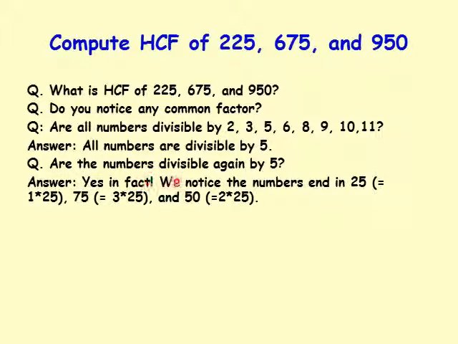Answer: yes. In fact, we noticed that the numbers end in 25, which is 1 times 25, 75, which is right here, which is equal to 3 times 25, and 50, this number here, which is equal to 2 times 25. Let us continue from here. So 25 is the common factor.